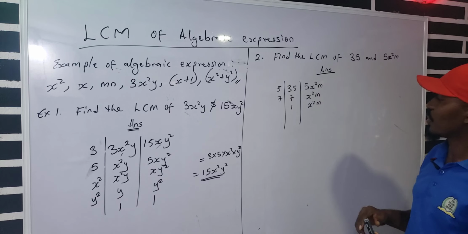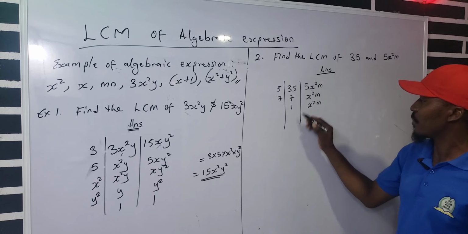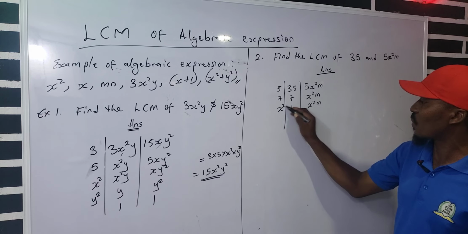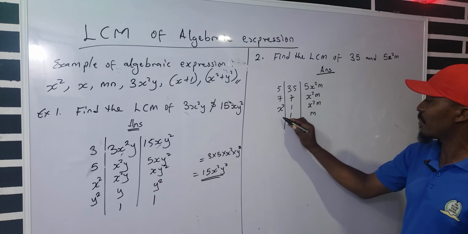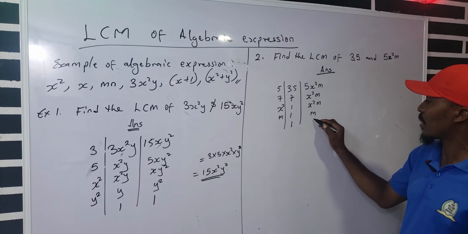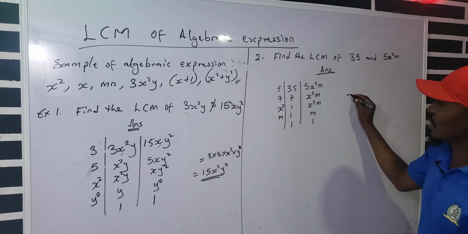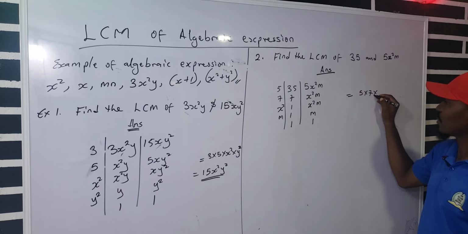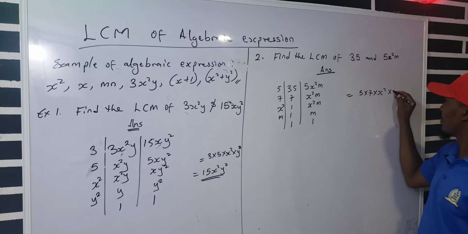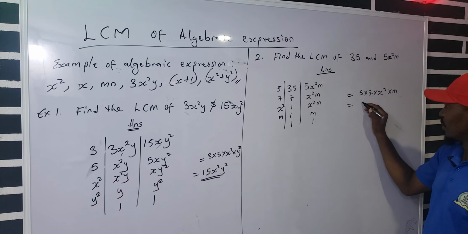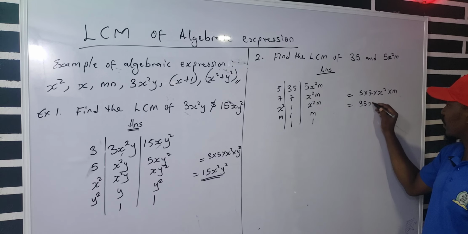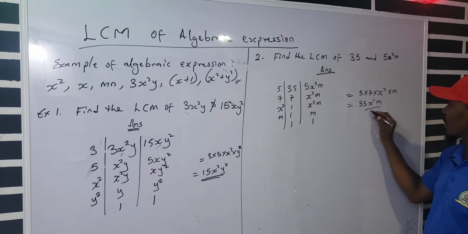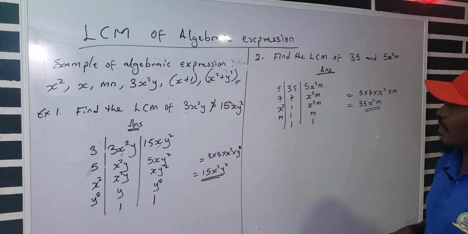So we are done with our numbers. Now let's go to the variables. The variables we have is s square, so 1m, then m, that will give us 1, 1. So the LCM here is 5 times 7 times s squared times m. So that will give us 35 s squared m. Okay, so that's our answer there.